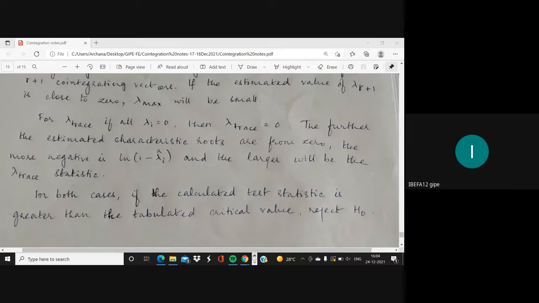I will stop here at this point because the next topic that we'll be dealing with is volatility models. I don't want to start it today. There should be some continuity in the class. So I'll take it up in the next class.